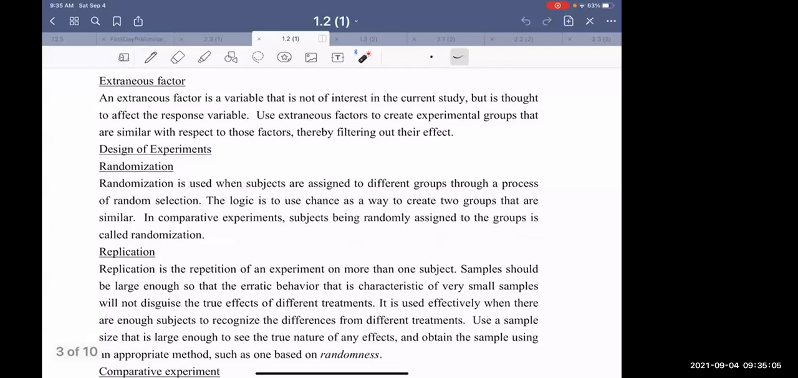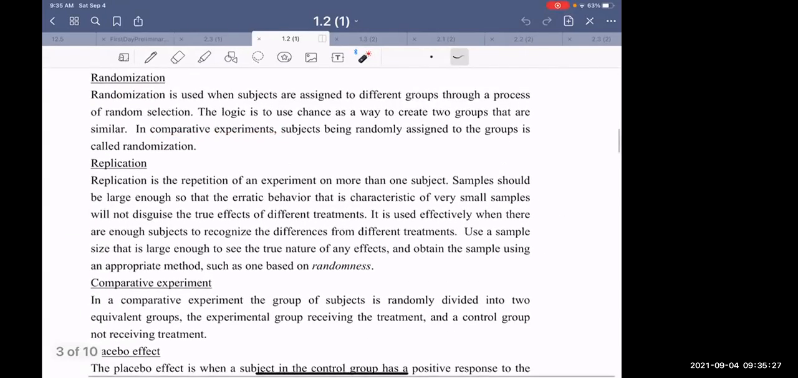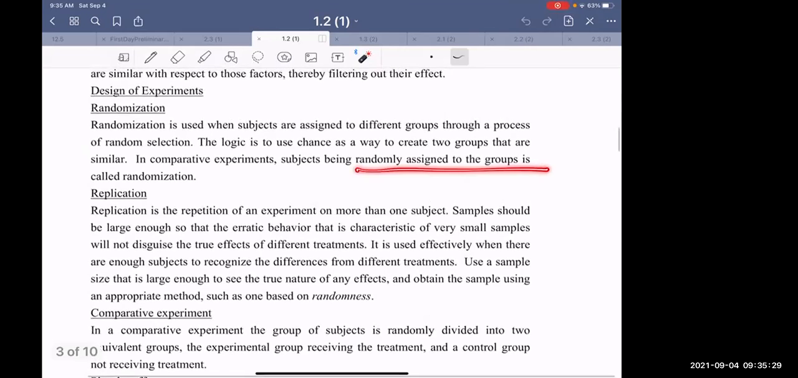So, differing designs of experiments: randomization. In randomization, we select subjects to different groups through a random selection. So in a comparative experiment, subjects are randomly assigned to groups, called randomization.